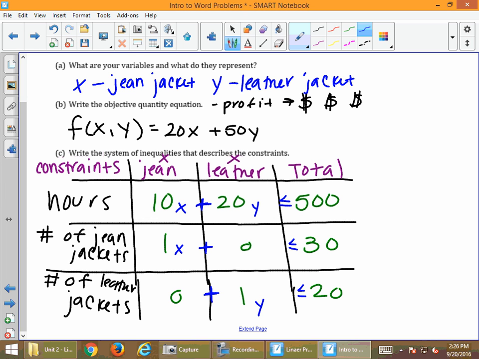Write them outside your box. So this guy's 10x plus 20y less than or equal to 500. x plus 0 is just what? x. We just say x is less than or equal to 30. 0 plus y is just what? So we just say y is less than or equal to 20.